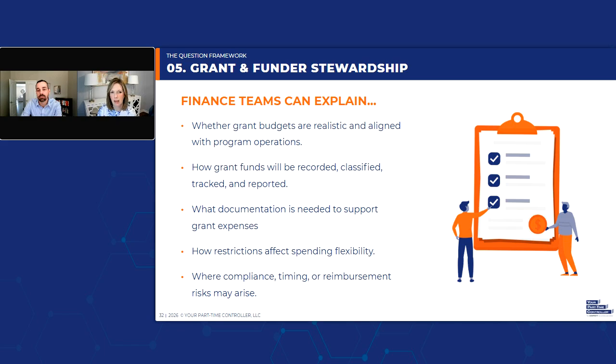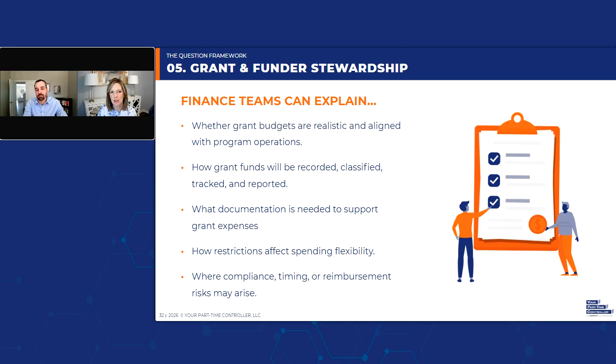And here's what your finance team can be prepared to explain: whether grant budgets are realistic and aligned with the program, how grant funds will be recorded and reported, and what documentation is needed to support grant expenses. How will the restrictions affect spending flexibility, and where compliance, timing, or reimbursement risks might come up. The through line here is no surprises. Good grant management means you see the risks before the funder does.